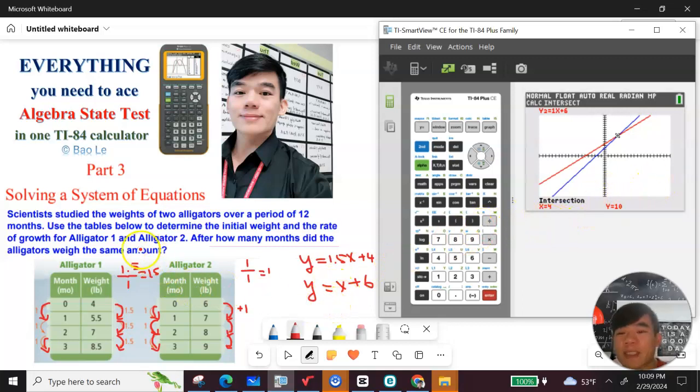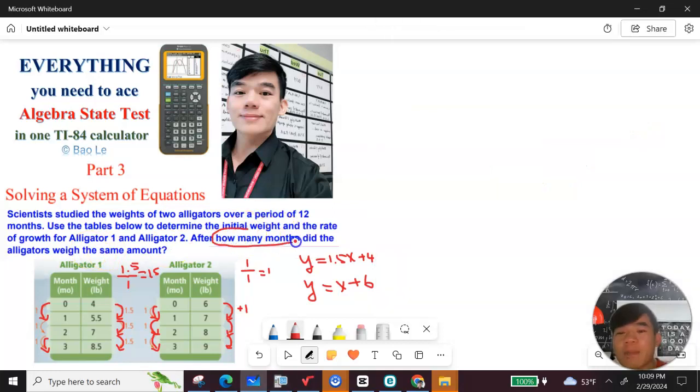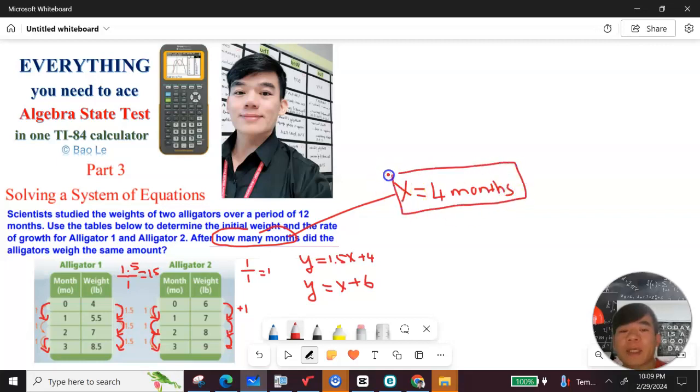So I have s equals 4. That is my answer. Because the question asks how many months, it should be s equals 4 months. And that's it. That's the answer.